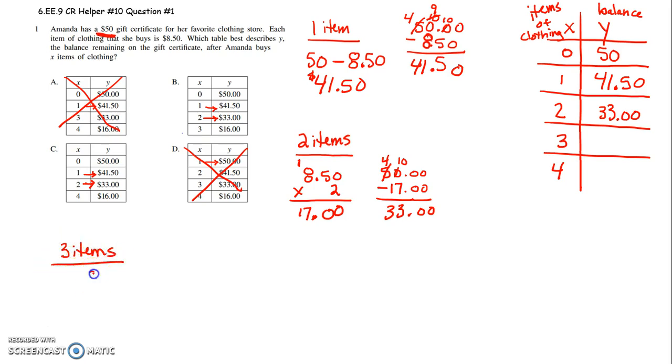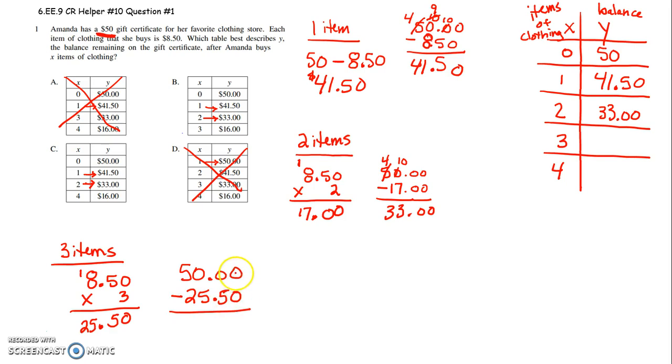Okay, each item costs $8.50. She's buying identical items, so she's going to buy 3 of them now at $8.50. 0, 5 times 3 is 15. Put down a 5, carry a 1. 3 times 8 is 24, and 1 is 25. So now I have to take my original $50, and for 3 items of clothing I spent $25.50. I'm looking for what the balance will be. 0 minus 0 is 0. Can't take 5 from 0.